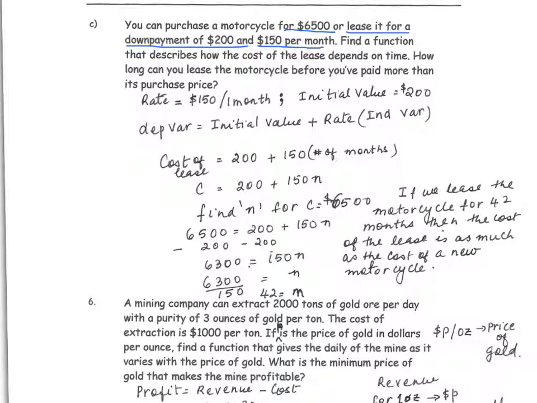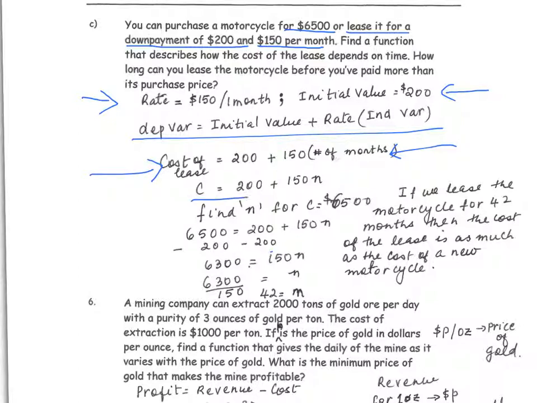So first of all, let's find the function. The rate is $150 per month. The initial value of the down payment is $200. Y equals mx plus b. Dependent variable is equal to the initial value plus the rate times the independent variable. So number of months is the independent variable. Cost of the lease depends on the number of months.